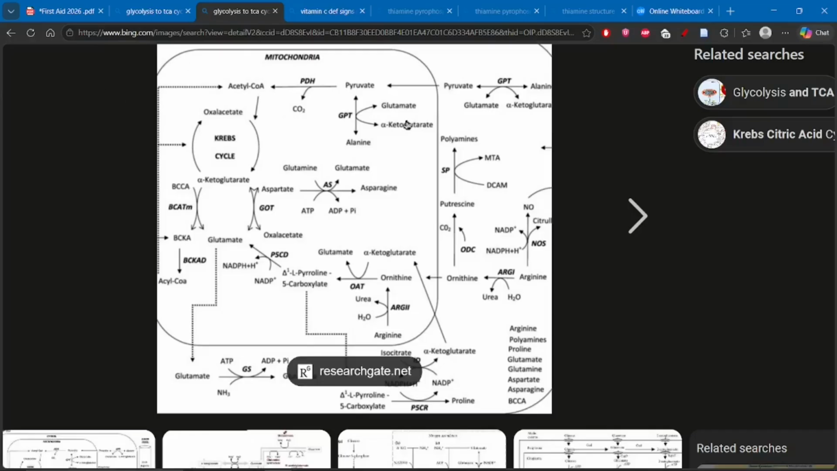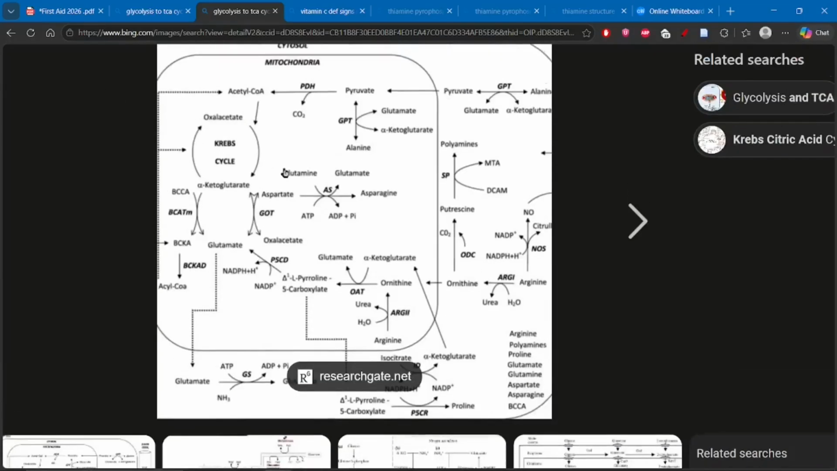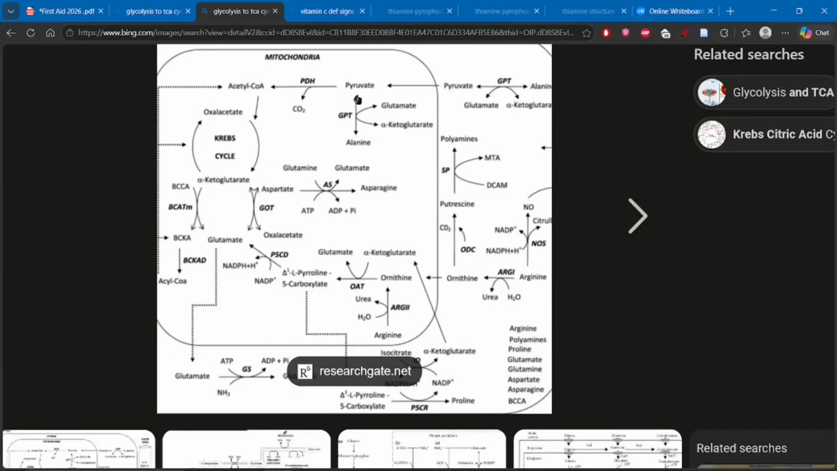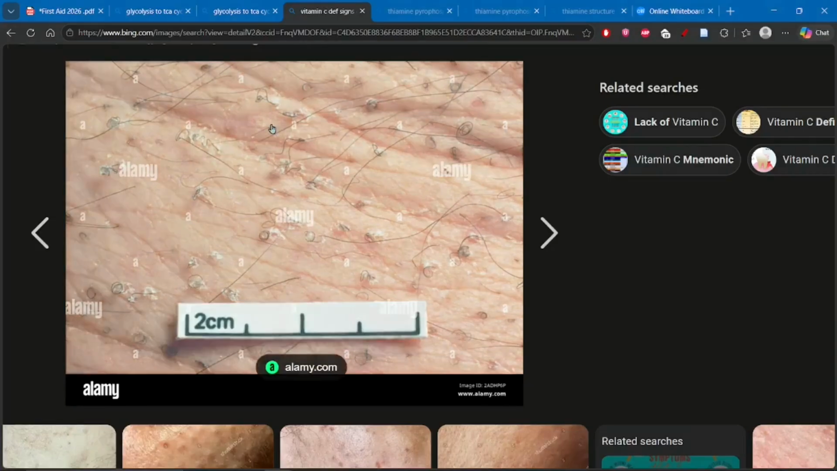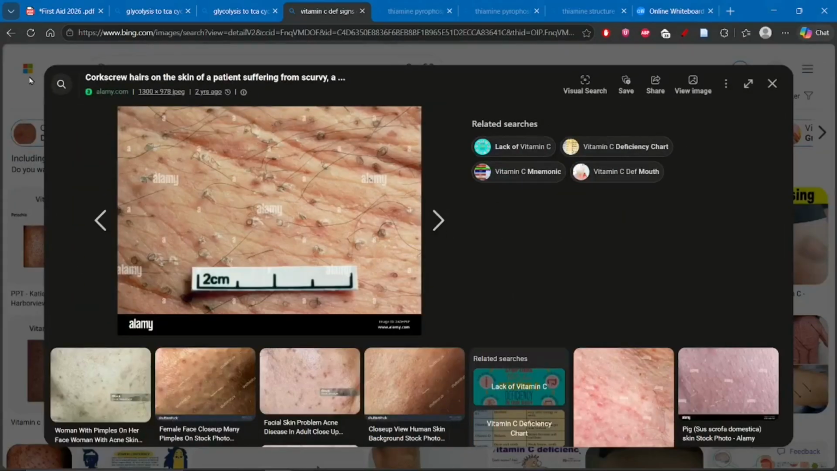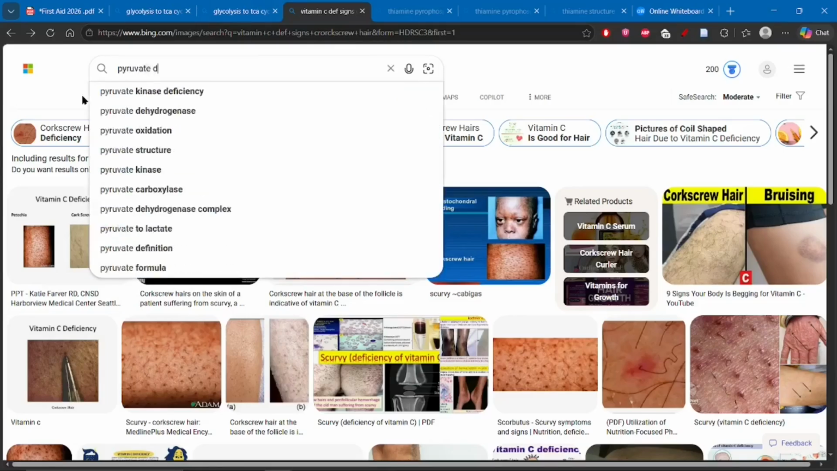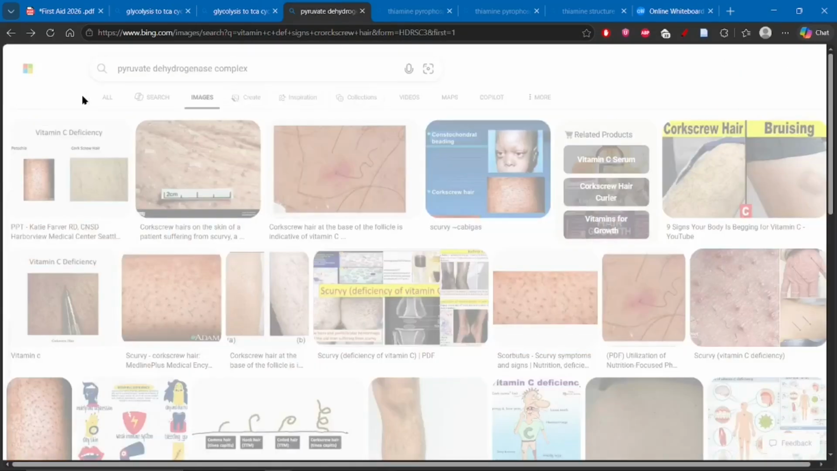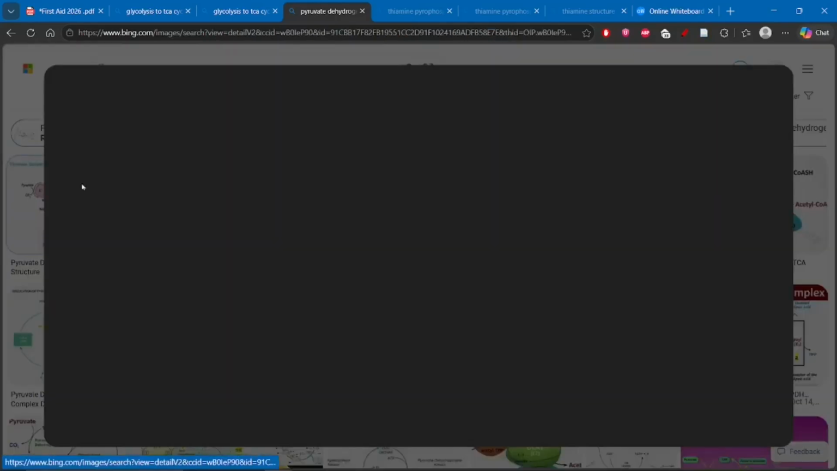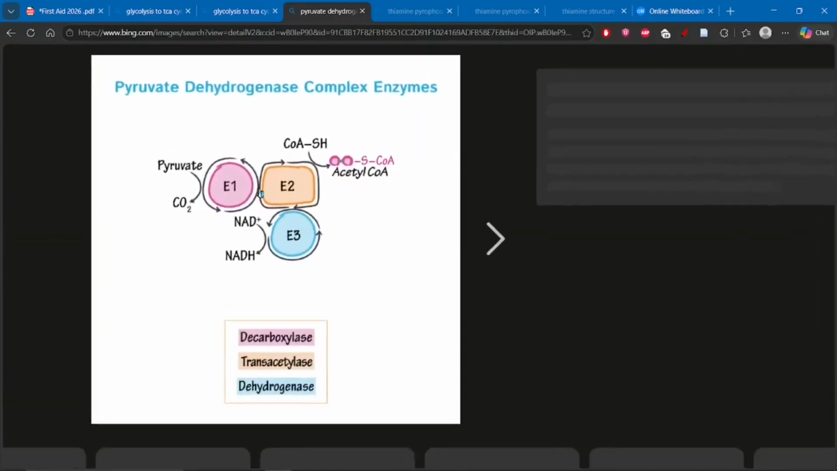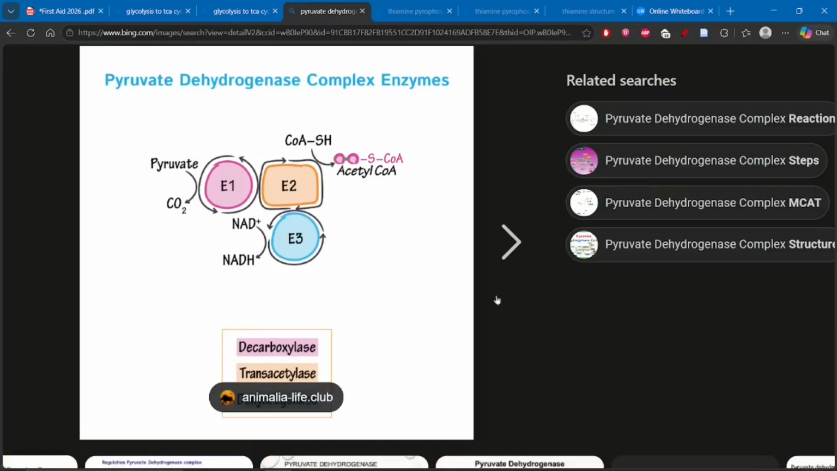All right. So I guess this one is clear. So what happens is that pyruvate normally goes to acetyl CoA, but it needs PDH, right? The pyruvate dehydrogenase complex. And if I can show you also this stuff, this complex. So this is the pyruvate dehydrogenase complex.